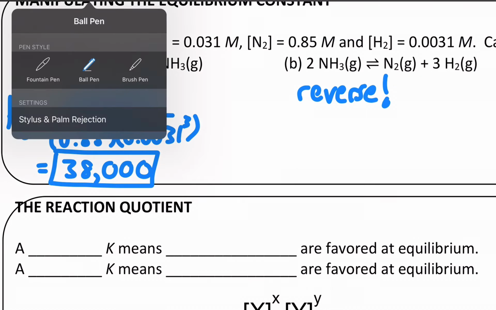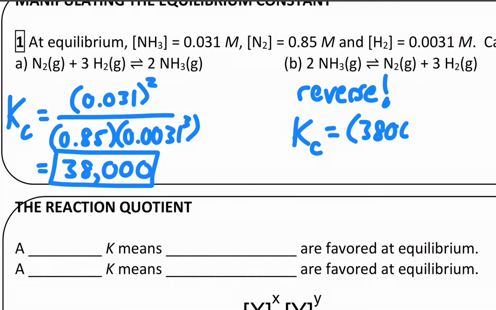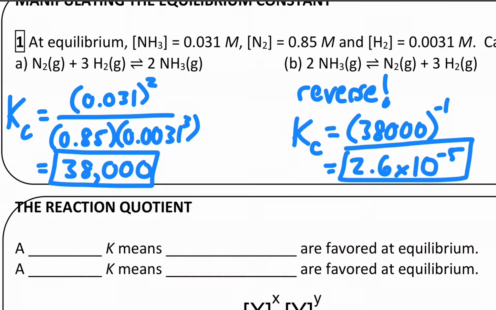And if you think about what would happen to the expression of K, just by flipping reactants and products, that means everything that was a product is now in the denominator, and everything that was a reactant is now in the numerator. So this becomes the reciprocal. So the equilibrium constant for this reaction is the numerical value we just found reciprocated, which is 2.6 times 10 to the negative 5. It's a very small number, and that means something about this direction of the reaction as opposed to this direction of the reaction.